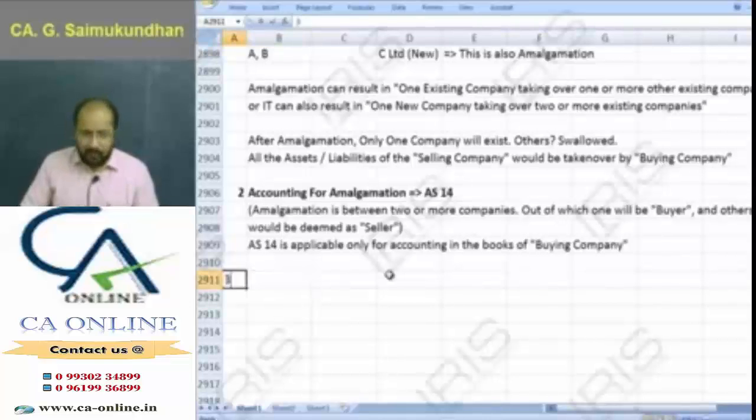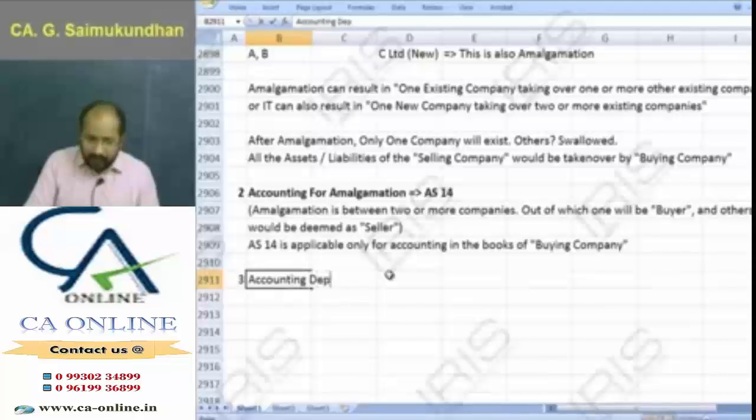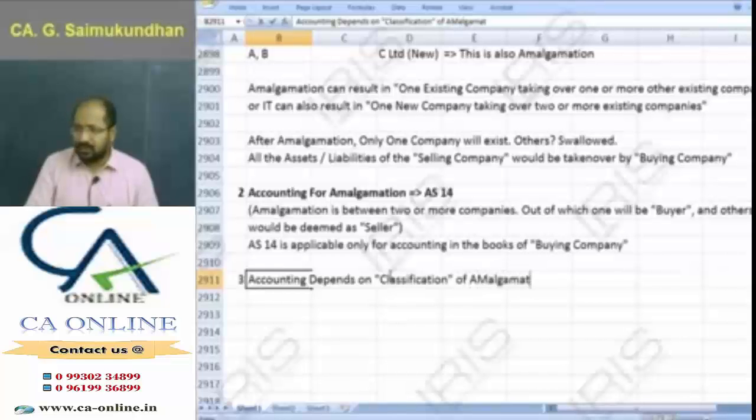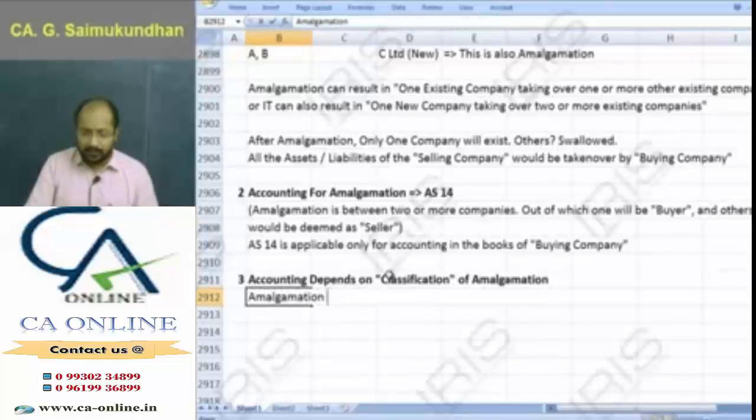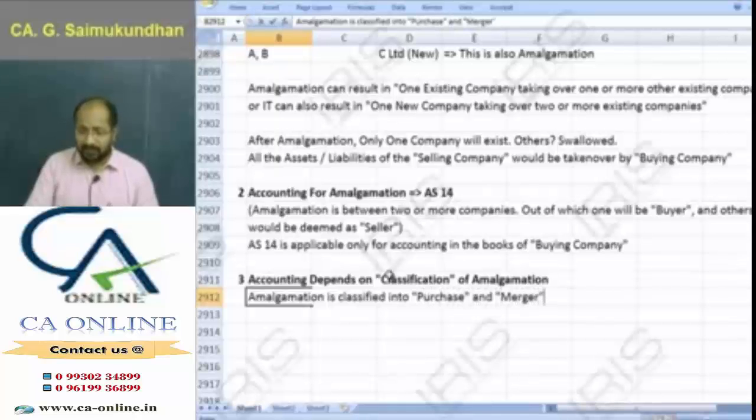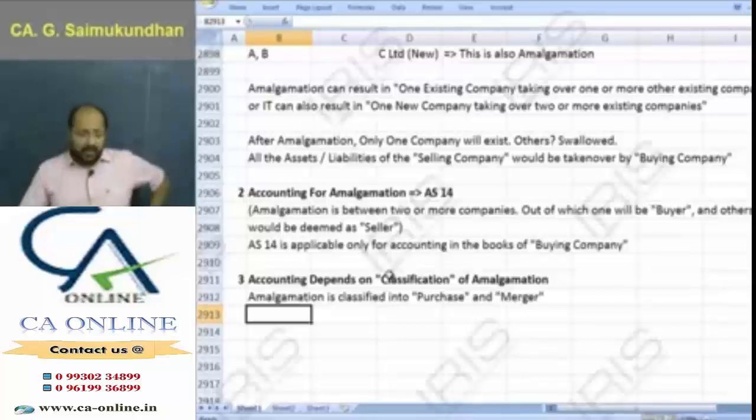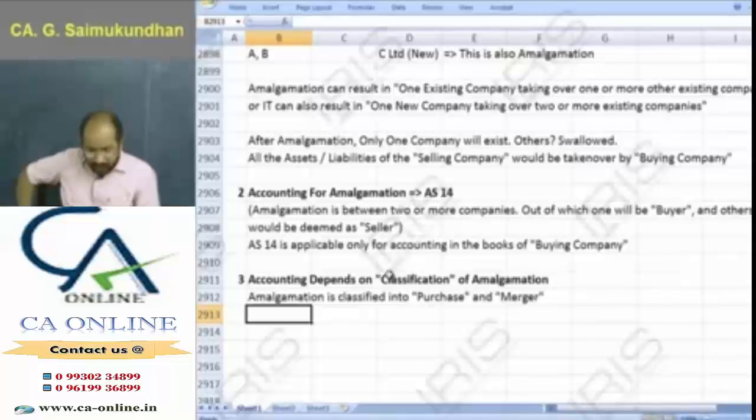Once you start looking at AS number 14, you'll realize that accounting depends on the classification of amalgamation. AS 14 classifies amalgamation into purchase and merger. AS 14 categorizes your amalgamation into either purchase or alternatively merger. So the entire concept relating to your accounting would start with this small idea: what exactly is purchase, what exactly is merger, and then we will understand the implication of these two ideas.